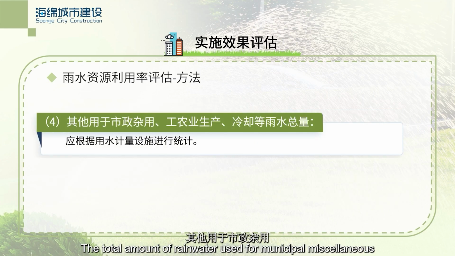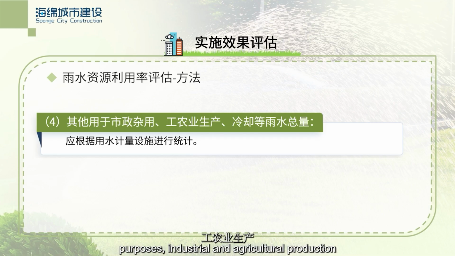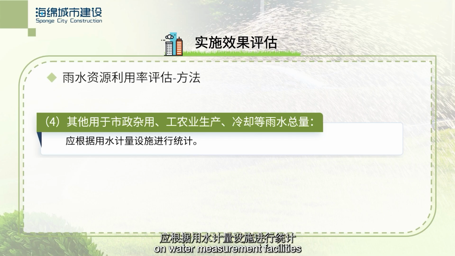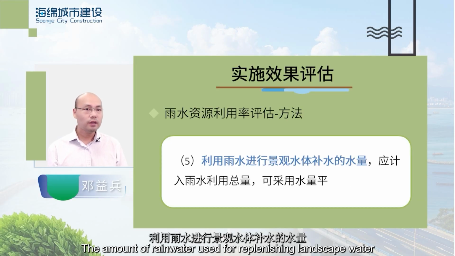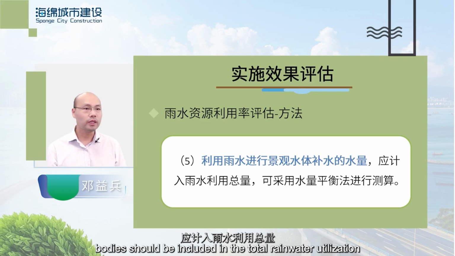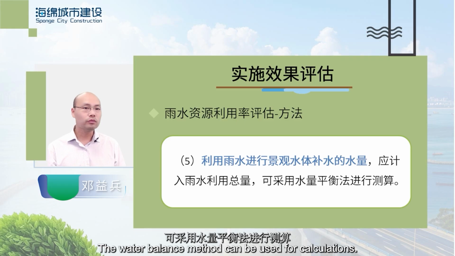The total amount of rainwater used for municipal miscellaneous purposes, industrial and agricultural production, and cooling should be calculated based on water measurement facilities. If there are no measurement facilities, estimations can be made based on local water quotas. The amount of rainwater used for replenishing landscape water bodies should be included in the total rainwater utilization. The water balance method can be used for calculations.